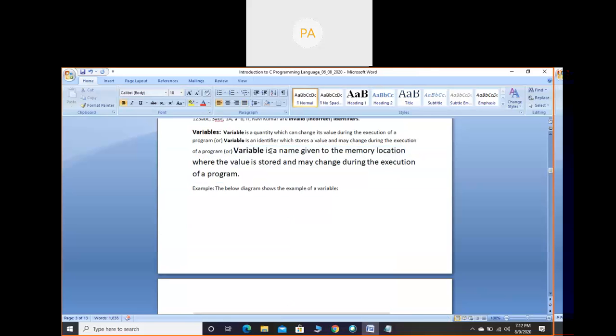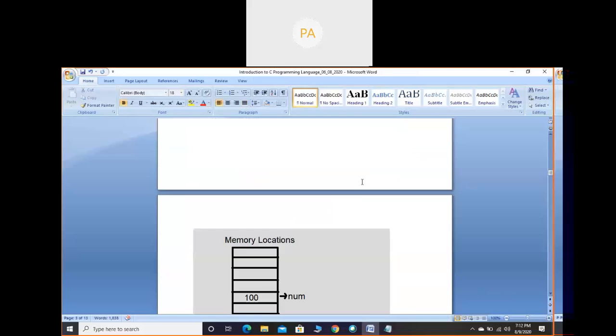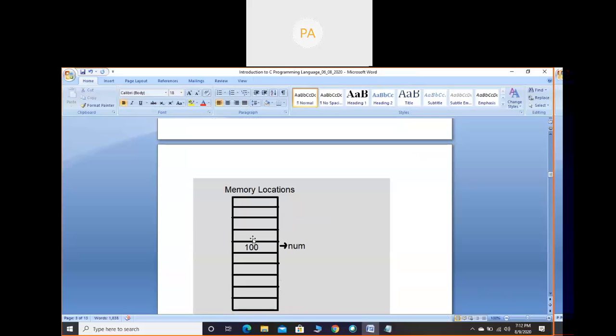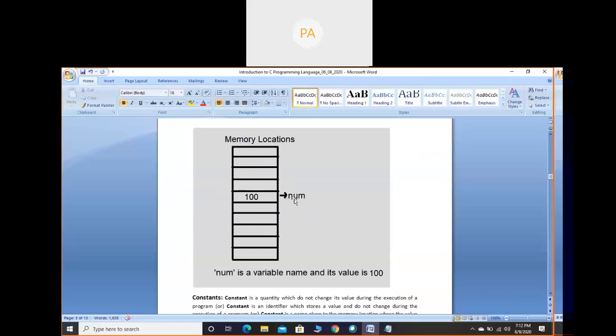Variable is a name given to the computer memory location. So we write a statement for that. After writing the statement, that name is assigned to any of these locations, and in that location the value is stored. So here I have given the example. NUM is a variable name, 100 is the value. Okay, and when defining this variable name, you have to remember the identifier rule.